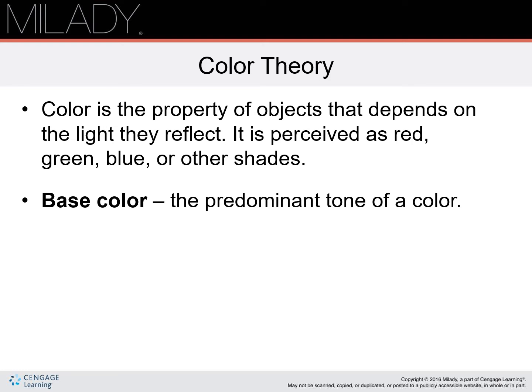Okay, so what is a base color? The base color is going to be a predominant tone of a color. I want you to really stop and think about what that says, because I'm going to talk about tone in just a second. Okay, color is a property of objects that depends on the light they reflect. It is perceived as red, green, blue, or other shades.